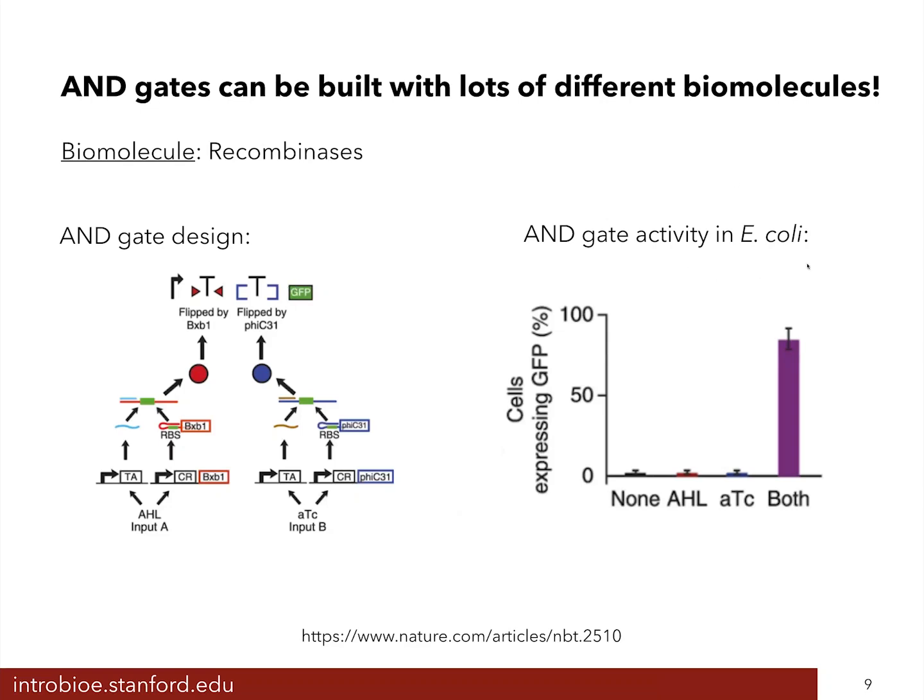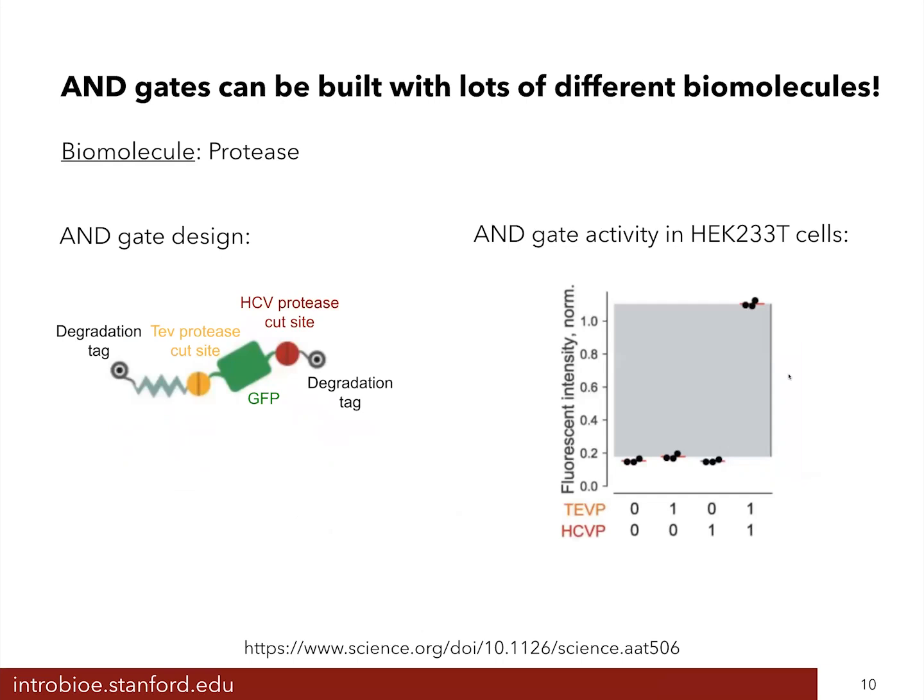This type of AND gate was tested in E. coli and found to function very well. The last type of AND gate that I'm going to show you is built with proteins called proteases. These proteases cleave proteins, and so there's no transcriptional control in this case. All three of the other AND gates that I showed you were all dependent on changes in transcription in order to get changes in expression or GFP signal.